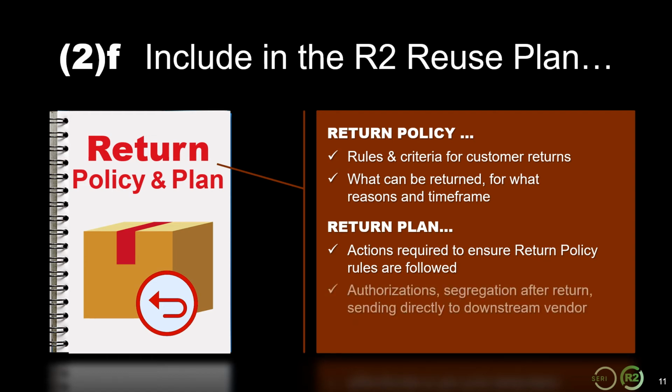Actions might include issuance of a return material authorization, segregation upon arrival back to the facility, or sending directly to a downstream vendor that has been authorized under Appendix A to perform specific tests or repairs, such as mobile phone screen replacement. All the actions in the product return plan should be appropriate to the final destination of the reused equipment and components.